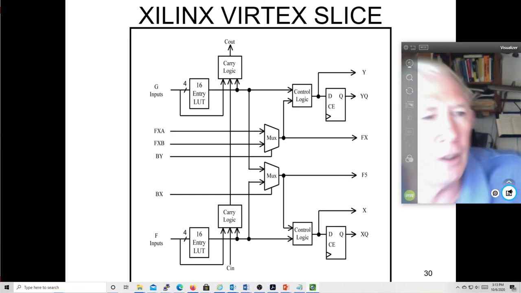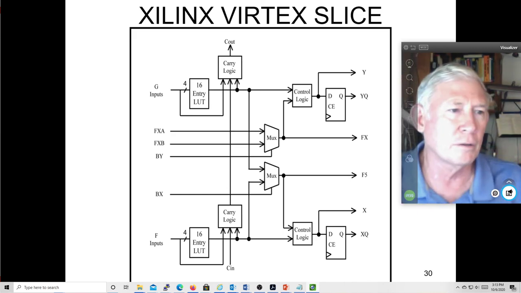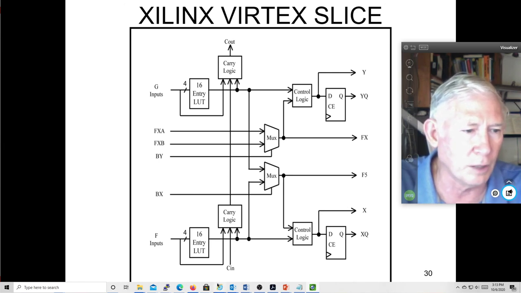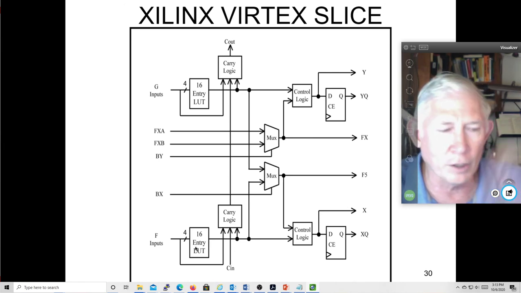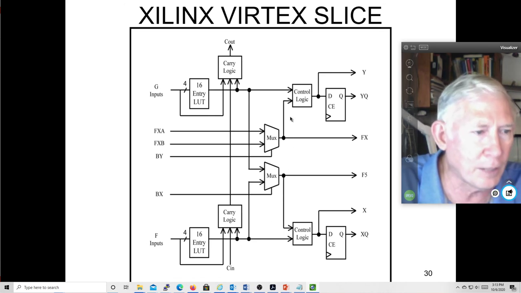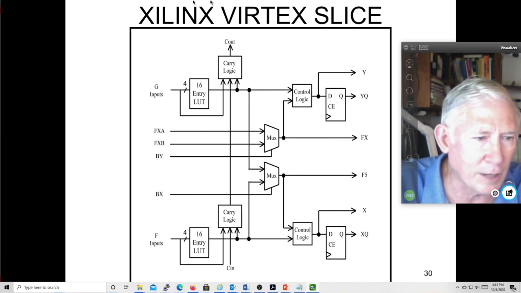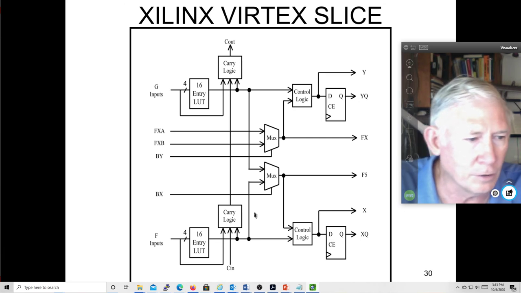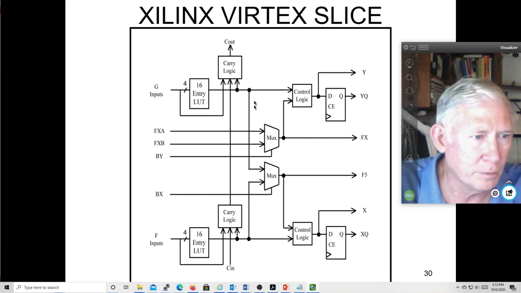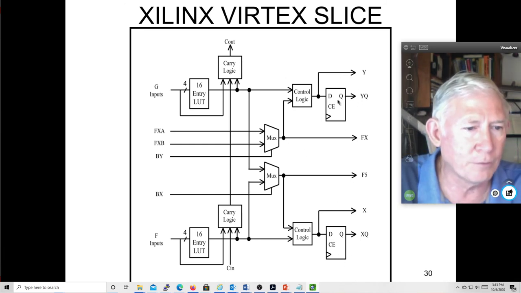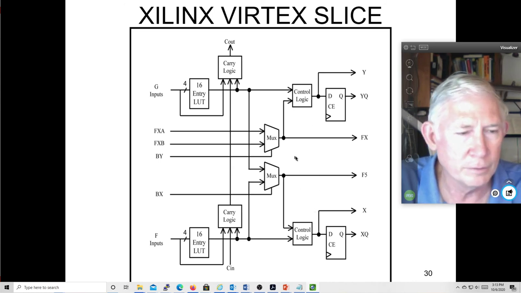And then you have this carry logic block right here that can go out to the next one, and it's connected to this one as well. You also have another LUT4 down here. And then you have these multiplexers, and you can obviously bring some of these things out and back in, so that's the whole point of these. And you also have inputs coming in from here. And then you have two flip-flops and then some control logic here.